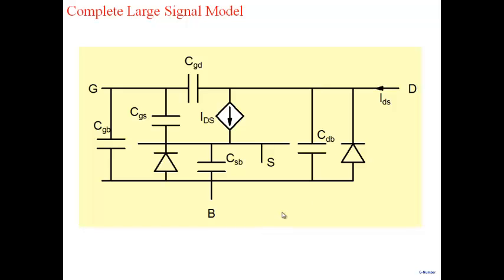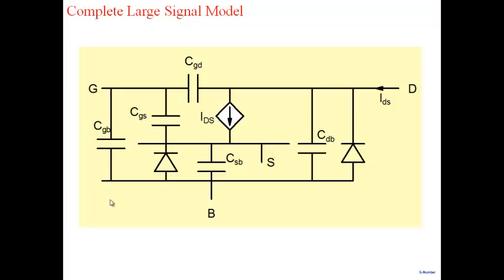So this is the complete large signal model. Remember, our large signal model was a current source between drain and source, a diode between source and body, and a diode between drain and body. Now we've added all the capacitances: between gate and source, CGS, CGD here, CDB here, and CSB here. For the sake of completeness, we've also added a capacitance between gate and body. So this becomes a large signal model that you can use not just for DC and low frequency, but for high frequency as well.